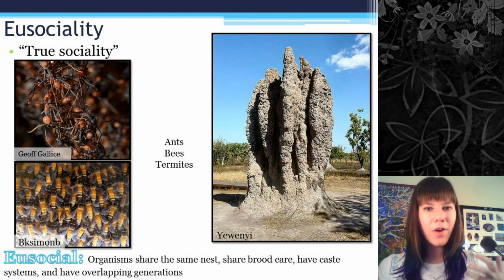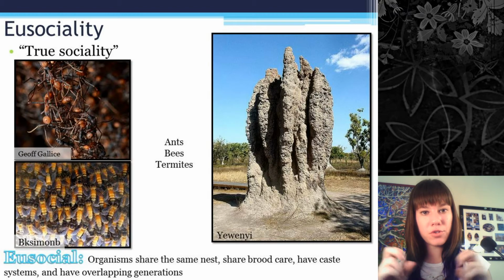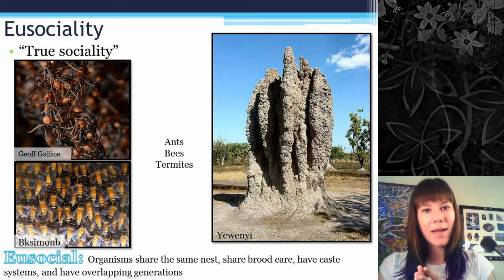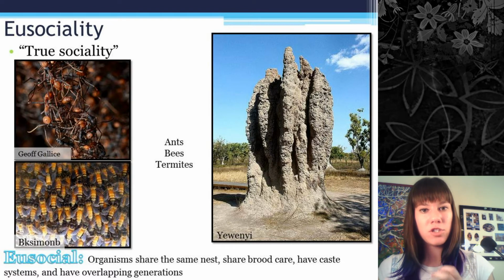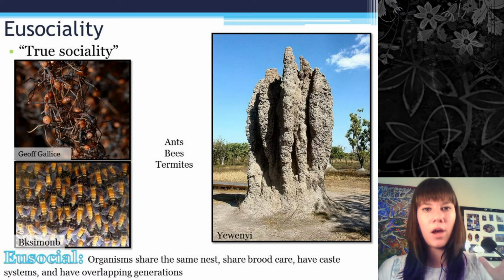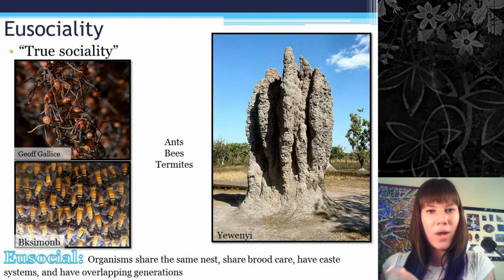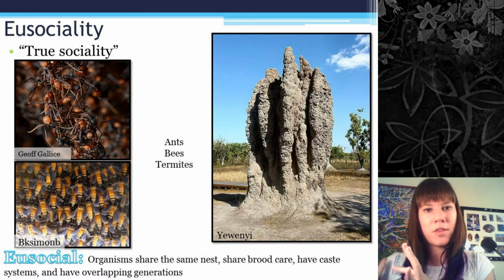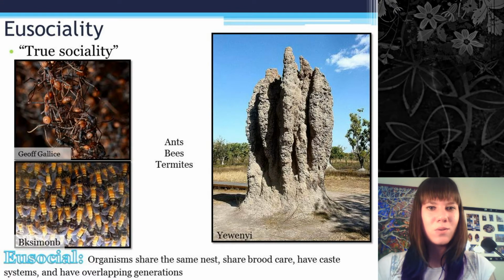And here we are finally at eusociality or true sociality, and this is when organisms share the same nest, share brood care, have caste systems, and importantly have overlapping generations. And so the overlapping generations part is what separates the eusocial insects from the semisocial, like the paper wasps. Eusocial insects make up a ton of the biomass on the planet. There are some crazy figures, like if you took all the ants on the planet and stacked them all up and weighed them, all the ants would weigh more than the entire human population. So lots and lots of ants, lots and lots of eusocial insects.